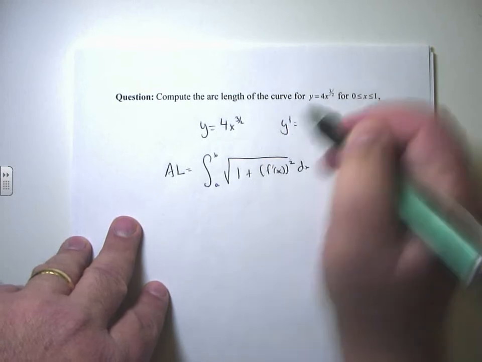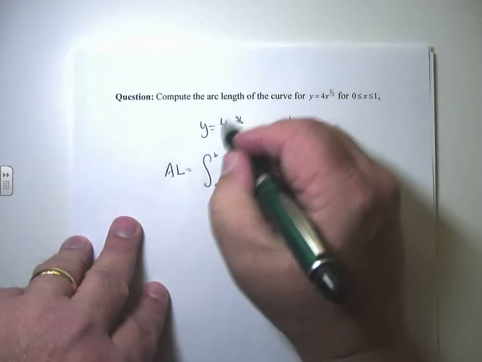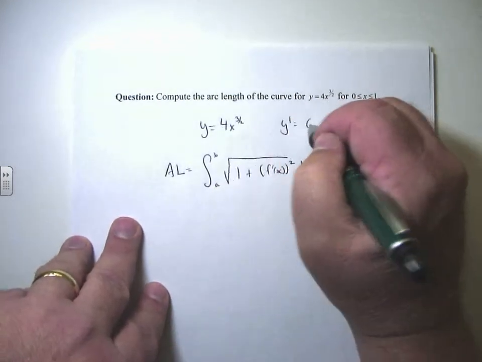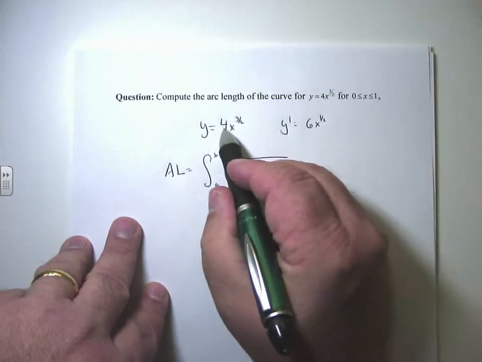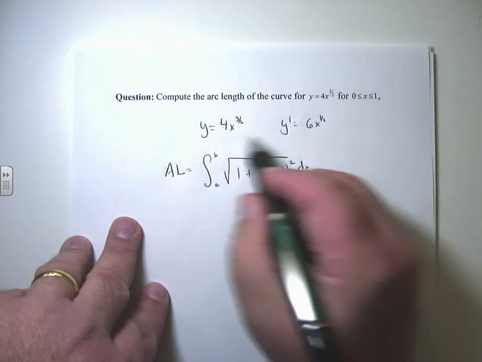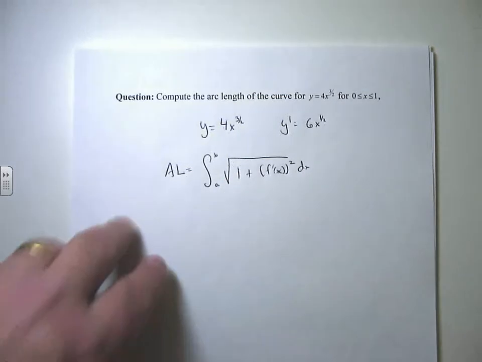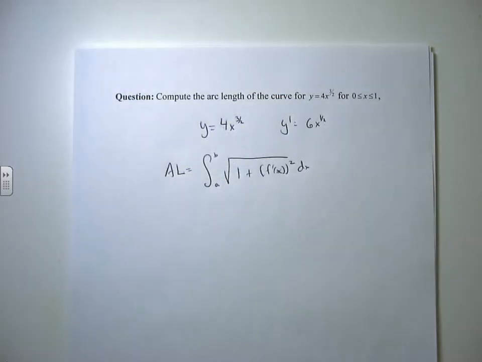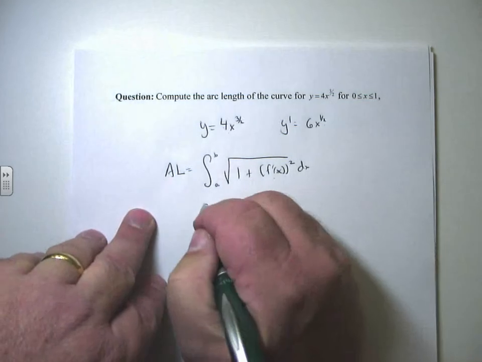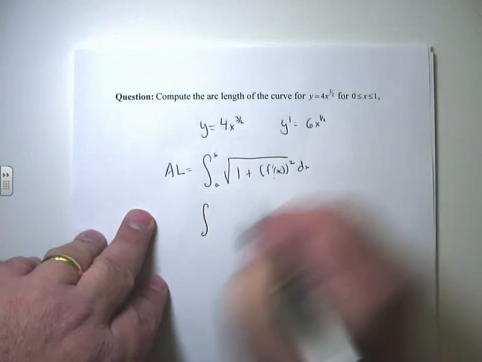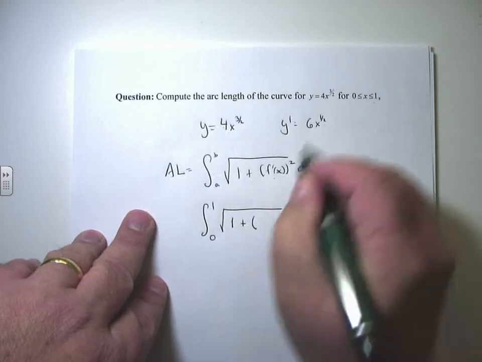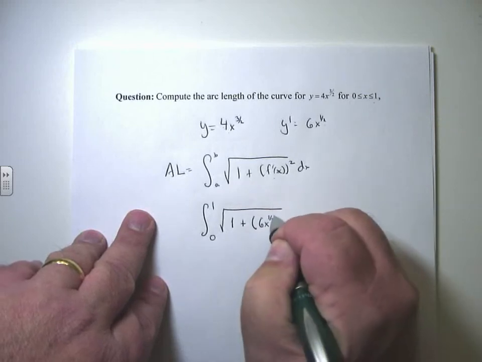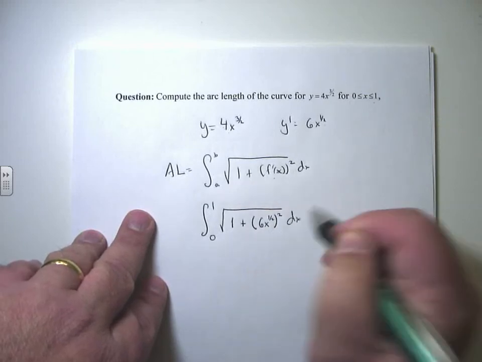So y prime, my derivative would be, bring it down, 3/2 times 4, 2 goes into 4 2 times, and 2 times 3 makes the 6. X, and subtract 1, don't forget you're taking derivatives, 3/2 minus 1 is 1/2. So that's 6x to the 1/2. I'm going to plug that into my function here. This becomes the integral, and I got my bounds from 0 to 1, of the square root of 1 plus the derivative, which is 6x to the 1/2, quantity squared, dx.